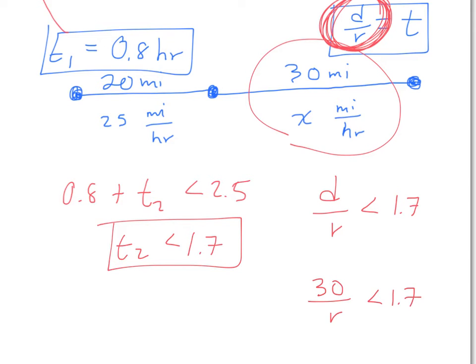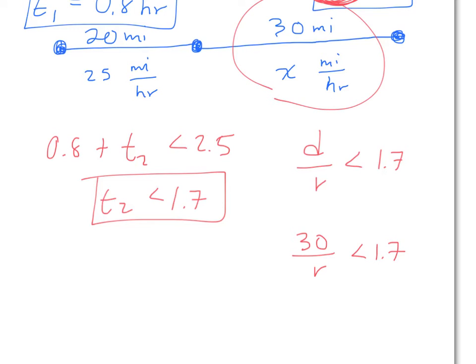This can be tricky. Some people make mistakes here, so I want to make sure we're clear on this part. How do I solve for R? You multiply by R. Good. That's the first part. And then you divide by 1.7.